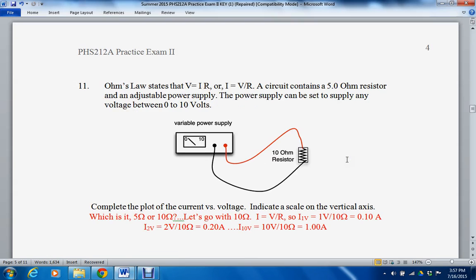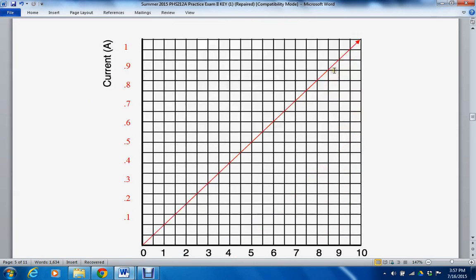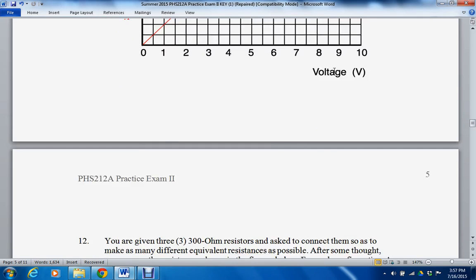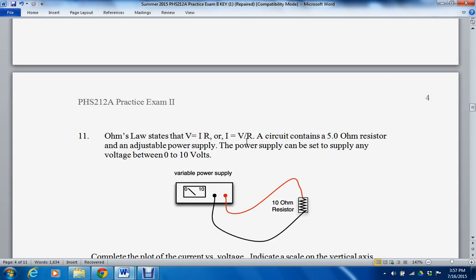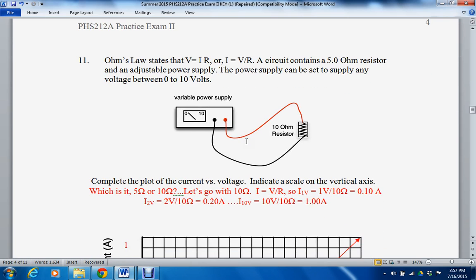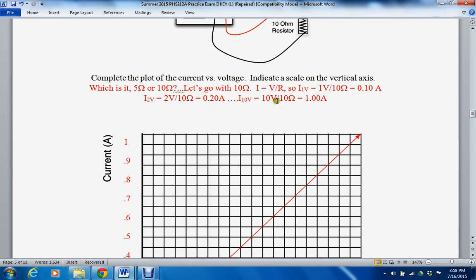So, 5 ohm resistor. I don't know where I got confused there, but I decided to go with a 10 ohm resistor. Yep, don't know why. Oh, here it says 10 ohm resistor. So I guess we're going with the 10 ohm resistor in the picture rather than the 5 ohm resistor in the question. It doesn't matter because we're just making a graph, but I equals V over R.